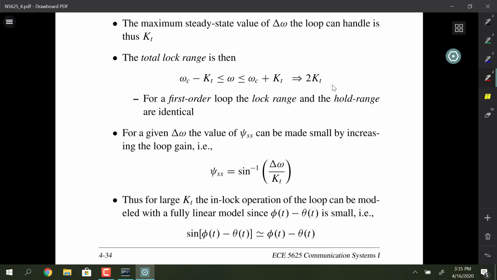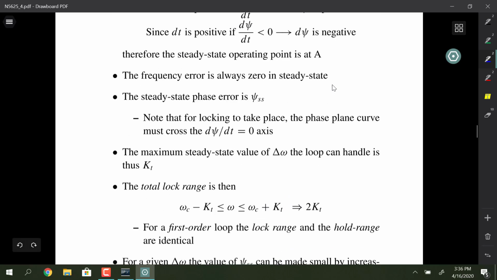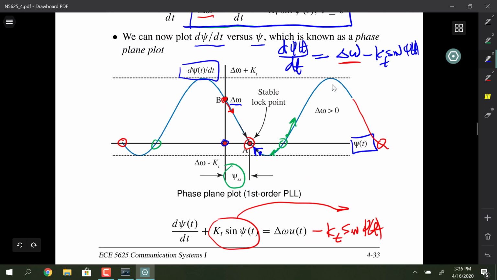So one of the things I want to come back to is just revisit this idea for the first order loop. It said that when you put in a frequency step of delta omega and you have the loop's closed loop gain, which is the gain constants all the way around the loop, KT, the arc sine of that is the steady state phase error. And we got a chance to see that in this picture up here.